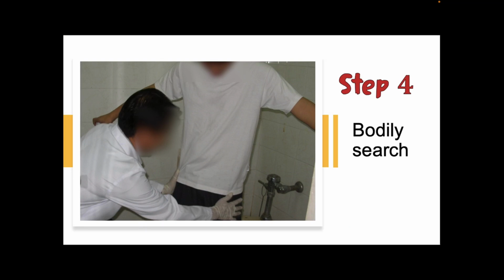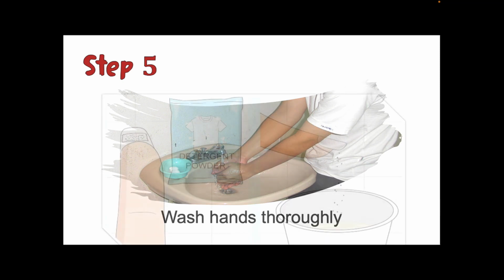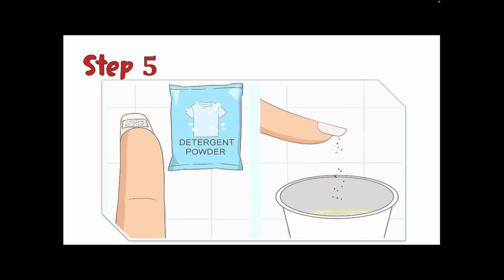Next one, we have the bodily search. Instruct the donor to remove all unnecessary outer garments like hats and jackets, and also to empty his pockets. The collector must check the items that may be used to adulterate the specimen. And you have to instruct the donor to wash hands thoroughly because some people tend to hide substances and adulterants in their nails, just like this one.